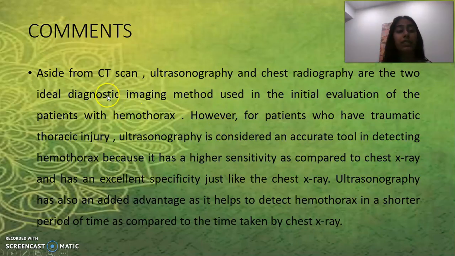So the comments will be, aside from CT scan, ultrasonography and chest radiography are the two ideal diagnostic imaging methods used in the initial evaluation of patients with hemothorax. However, for patients who have traumatic thoracic injury, ultrasonography is considered an accurate tool in detecting hemothorax because it has a higher sensitivity as compared to chest X-ray and has an excellent specificity just like the chest X-ray. Ultrasonography also has an added advantage as it helps to detect hemothorax in a shorter period of time as compared to the time taken by chest X-ray.